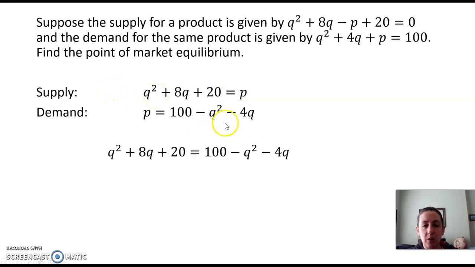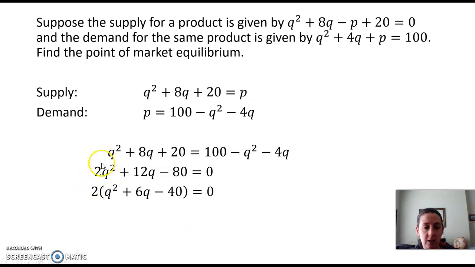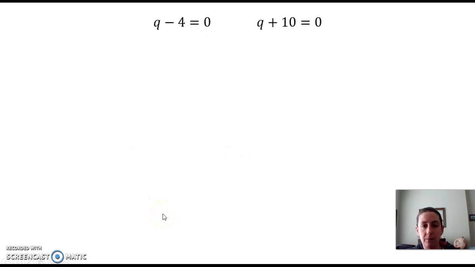And now this is a quadratic where we'll get everything on one side, 0 on the other. So I will add this Q squared, I will add this 4Q, and I will subtract this 100 to get 2Q squared plus 12Q minus 80 equals 0. So now I'm trying to solve a quadratic. We'll do that by factoring. We factor out a 2, they both have a 2 in common, and I get Q squared plus 6Q minus 40. This will factor into Q minus 4 times Q plus 10. Now we're going to set our factors equal to 0, but only the ones that have a variable, like this Q minus 4 and this Q plus 10. And when I do that, I get Q equals 4 and Q equals negative 10.